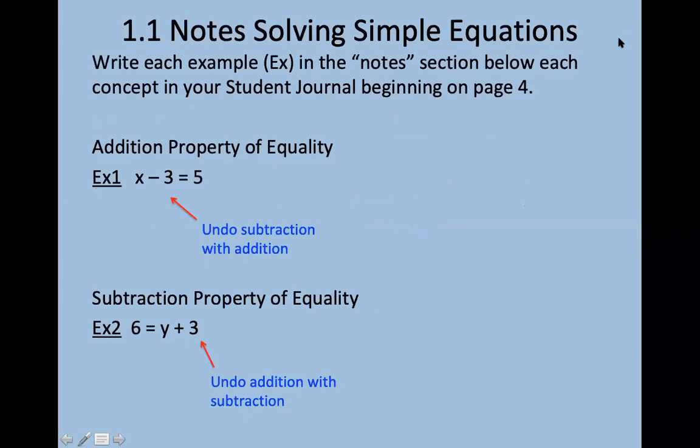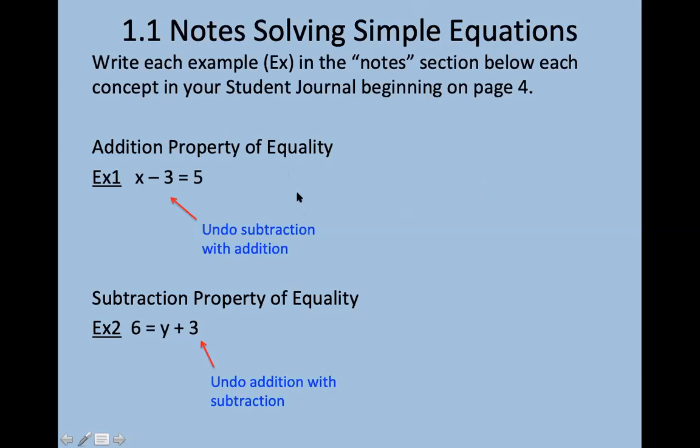All right, so one of the first things you should see on the notes page on page 4 in your journal, it talks about the addition property of equality. And the addition property of equality says you can add the same number to each side of an equation and you still have an equivalent equation, which means you're not changing anything. It's going to stay the same.